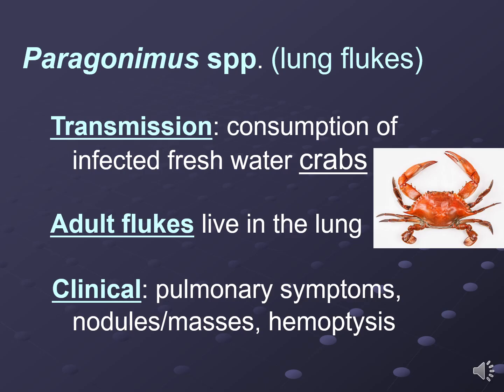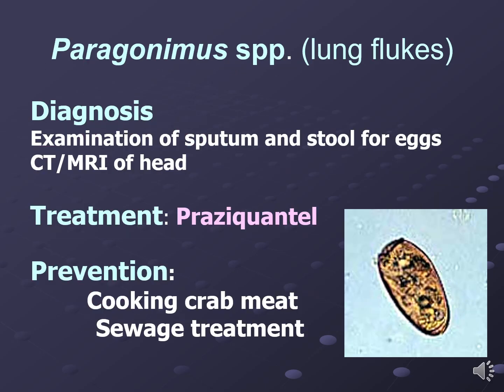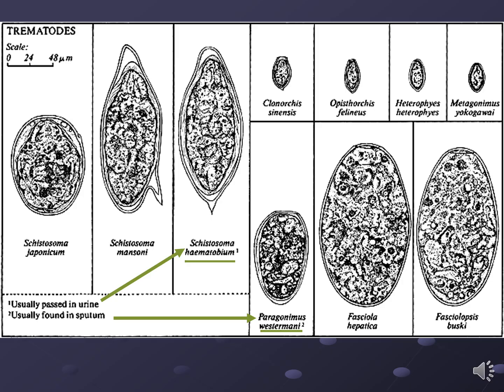Adult flukes live in the lung, and clinically pulmonary symptoms may appear, or you may find it as a nodule or a mass on CT scan of the lung. Hemoptysis can occur as well. Diagnosis, examination of the sputum and stool for eggs. Interesting. You may find the egg in the stool. I leave it to you to think how would the egg of a lung fluke appear in the stools. CT or MRI can be helpful in the diagnosis, not of the head, of the lung, of course. Treatment, praziquantel again, and prevention, cooking the crab meat and sewage treatment.